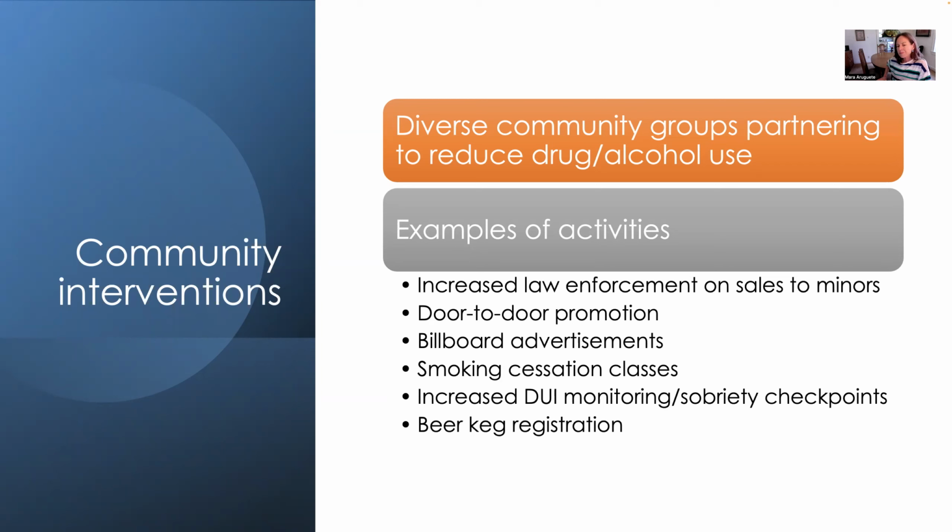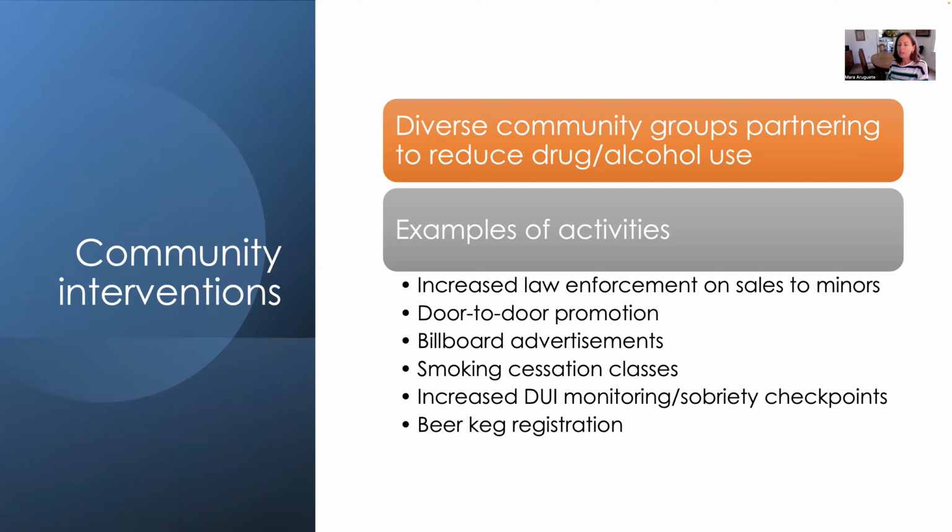Door-to-door promotion. You can promote events door to door, billboard advertisements. These are things like you've probably seen social norm kinds of advertisements, like 80% of MU students don't binge drink or something like that. Smoking cessation classes being offered in a community for people who want to quit smoking, free classes where they can get nicotine replacement therapy and things like that, in the form of the gum or a patch or whatever.